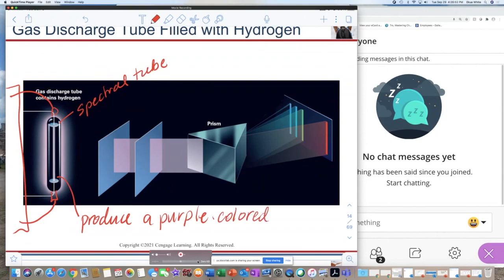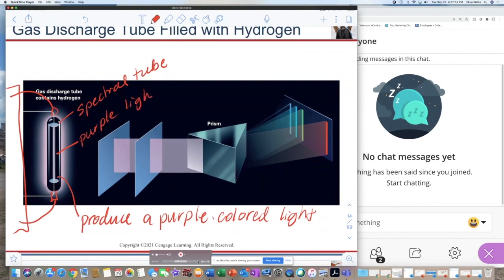Purple colored light. So in the lab, that tube will look like a fluorescent tube. But instead of producing a nice white light, it produces a purple colored light. So it's bright, but it's purple. Okay. Well, once again, we're trying to ask how many different colors got mixed together to make that purple? How do we find out what's in that purple colored light?